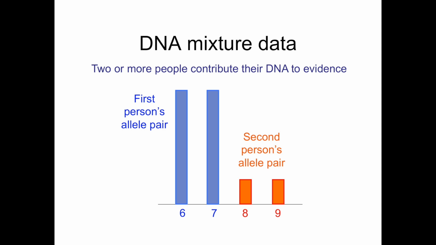You can tell by looking at the picture that one person is a 6-7, the blue, and another person is an 8-9. It's obvious, right? Isn't that sort of obvious? Okay. But that's not what crime labs do. Crime labs draw a threshold.